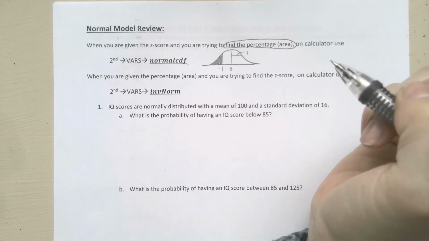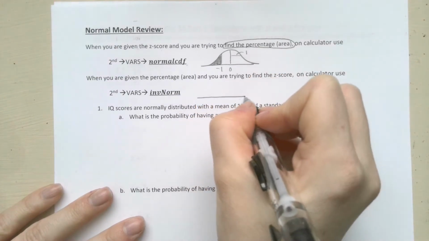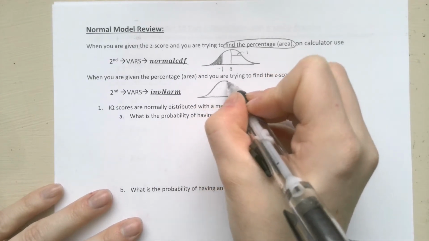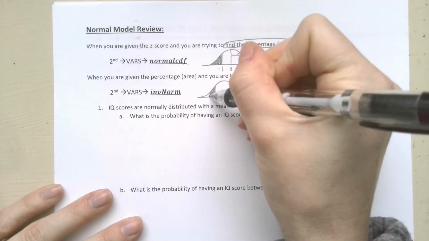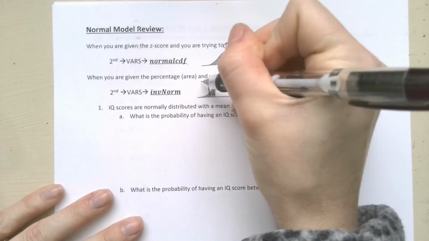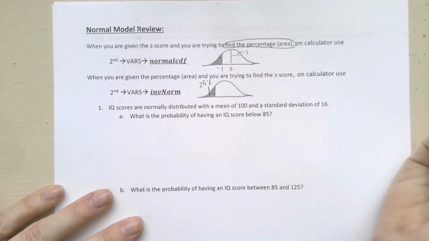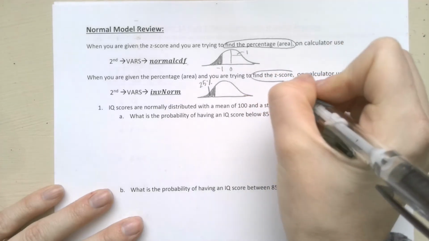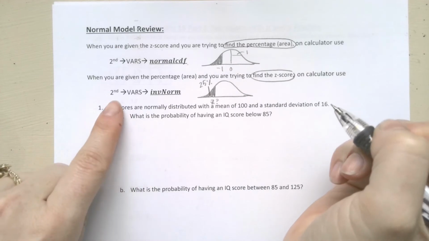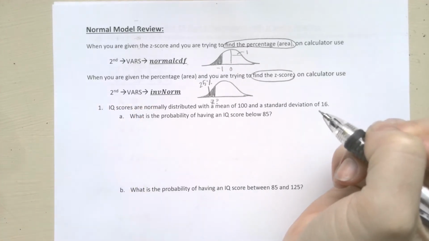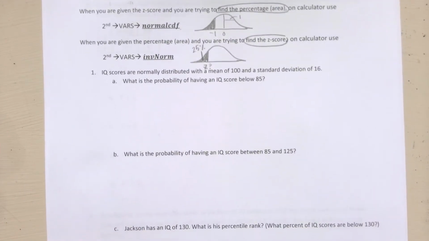And in the opposite way, if we are given the percentage or given the area, and we are trying to find the z-score, so my picture might look like this. They tell us that this area right here is 25%. Okay, our job is to try and find the z-score, so we'd be looking for this z-score right here. In this case, we would go to second vars and then inverse norm. So we'll go through a couple examples here.